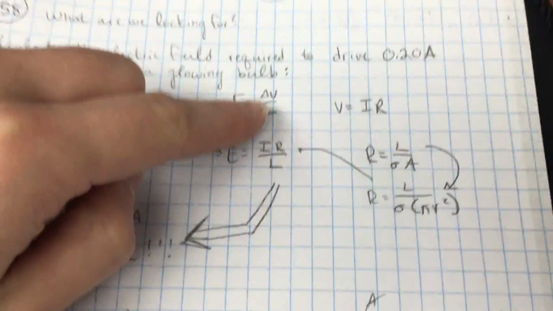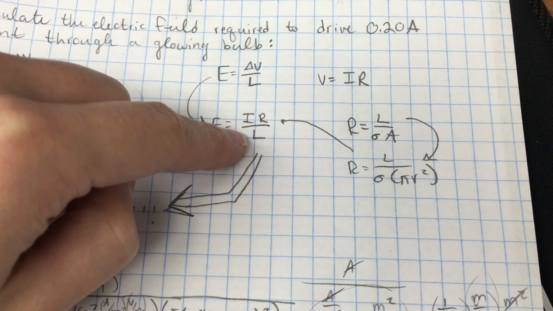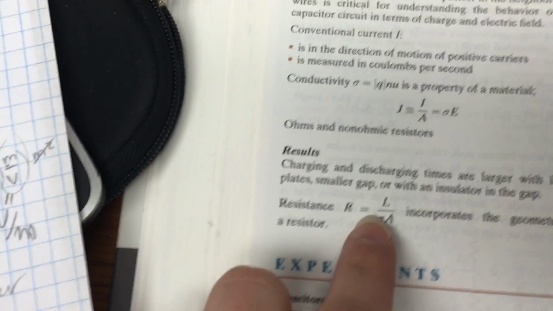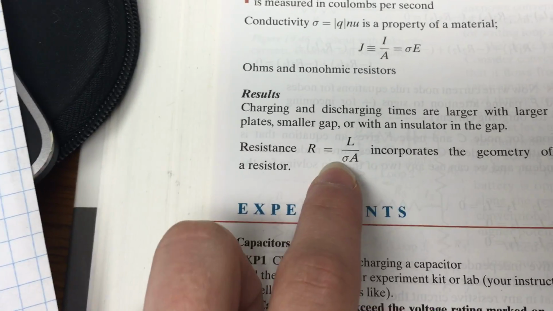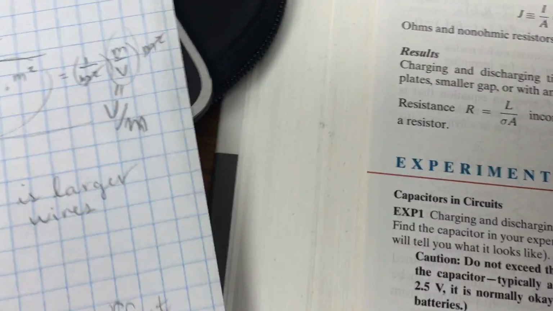I looked up in the book, and first of all, since delta V is equal to IR, we can plug that in. We have E equals IR over L. But I saw in the book that R is equal to L over the conductivity constant they gave me times the area.